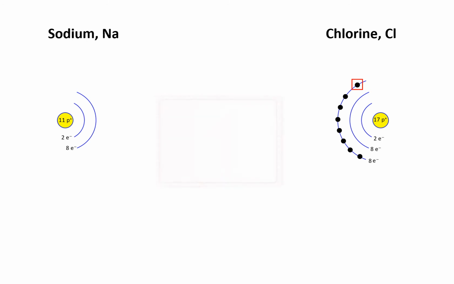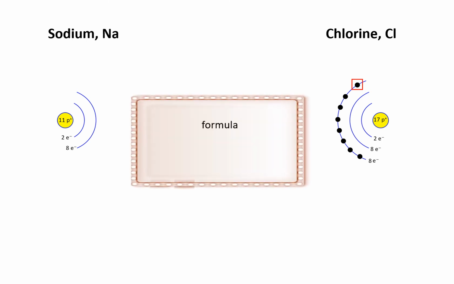To express the formula, we write the symbol of the metal, followed by a subscript that denotes the number of atoms, then the symbol of the nonmetal, also followed by a subscript of the number of atoms. Recall that we never write subscripts of 1, so the formula for the compound resulting from a chemical reaction between sodium and chlorine is NaCl, and the name is sodium chloride.